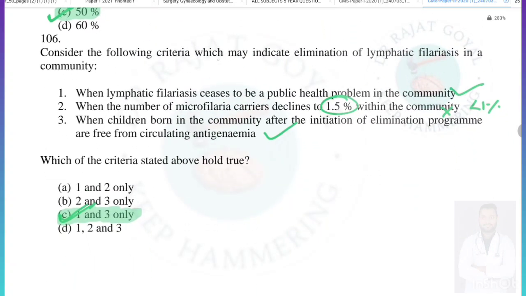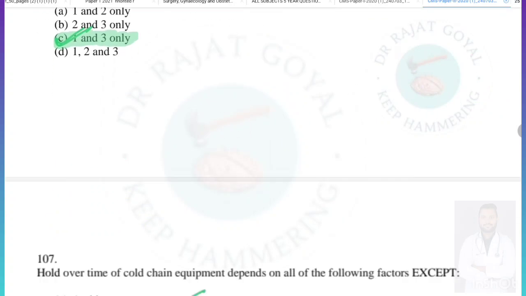Consider the following criteria which may indicate elimination of the lymphatic filariasis in the community. When lymphatic filariasis ceases to be a public health problem, this is true. When the number of microfilaria carriers declines to 1.5%, no, this is not true. It should be less than 1%. When children born in the community after the initiation of the elimination program are free from circulating antigenemia, this is true. So answer here will be 1 and 3 options are correct. So option C will be the correct answer.